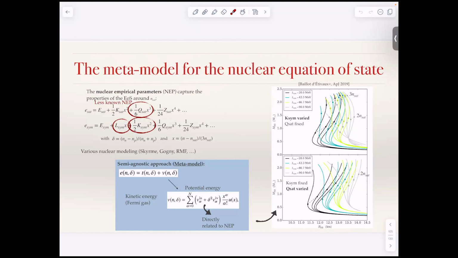So it's not an agnostic approach because you know the composition of matter, and all agnostic approaches have the particularity that you are totally ignorant of what the matter is composed of. But in the meta model, you know.